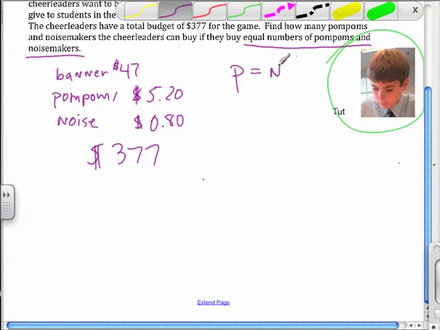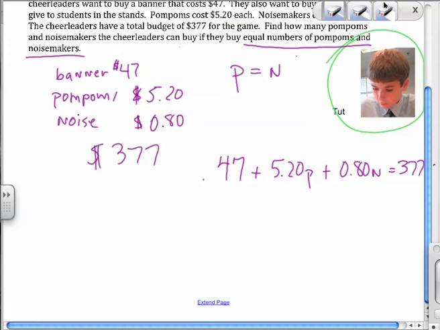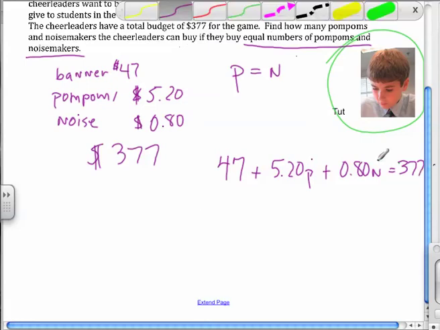Pom-poms equal noisemakers. Good. So if I add all this stuff up, I know it's going to be $47 plus the amount I spend on pom-poms, which is $5.20 for every pom-pom, plus the amount I spend on noisemakers, which is 80 cents for every noisemaker. I can spend $377, and that's it. But I also know that the number of pom-poms and noisemakers are the same.